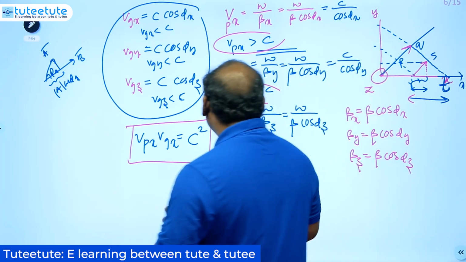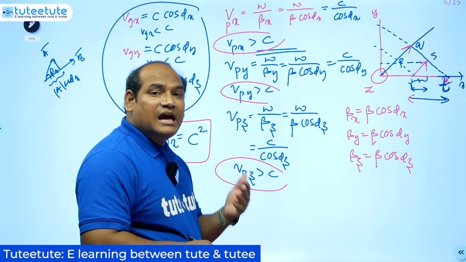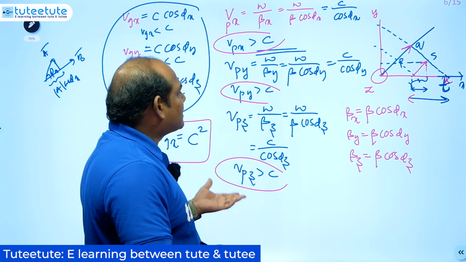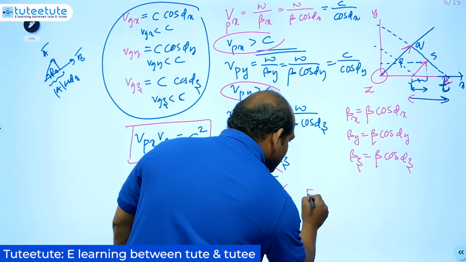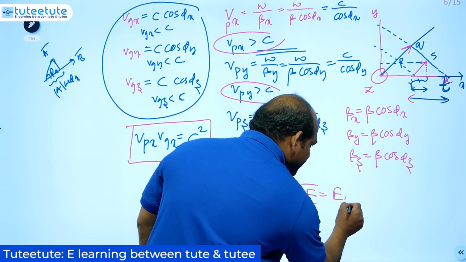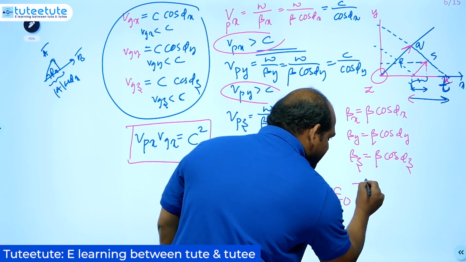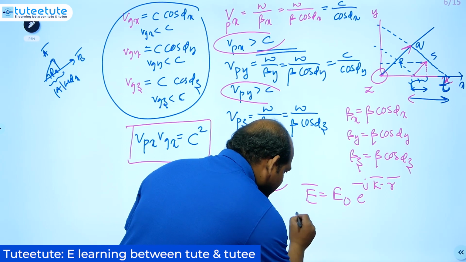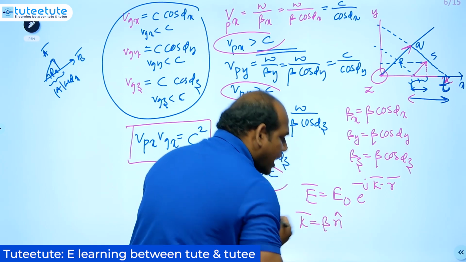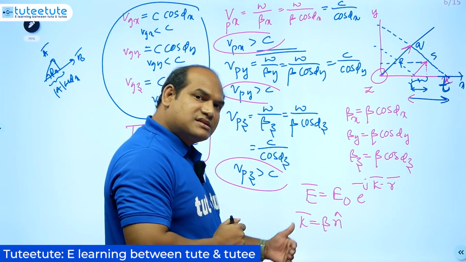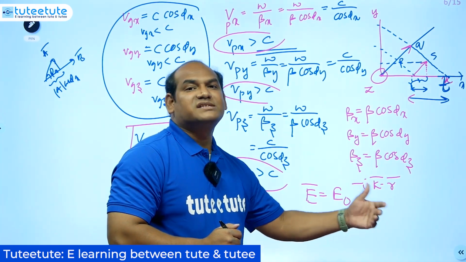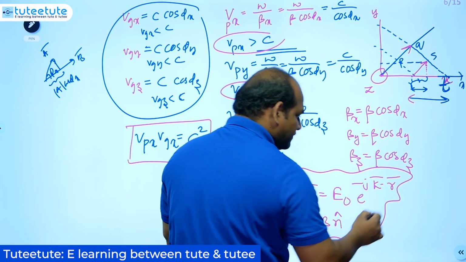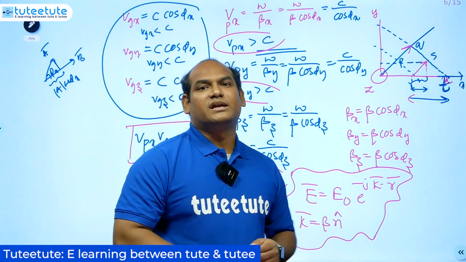And the motto of this video lecture is getting the mathematical expression for the plane wave which is traveling in an arbitrary direction. That is what we have already seen. So finally I am writing that one. E is equal to E naught into e power minus j k bar dot r bar. What is k? K is equal to beta into n cap. What is n cap? Phi x, x cap plus phi y, y cap plus phi z, z cap. So using these equations we can represent the electric field or the magnetic field which are traveling in an arbitrary direction.